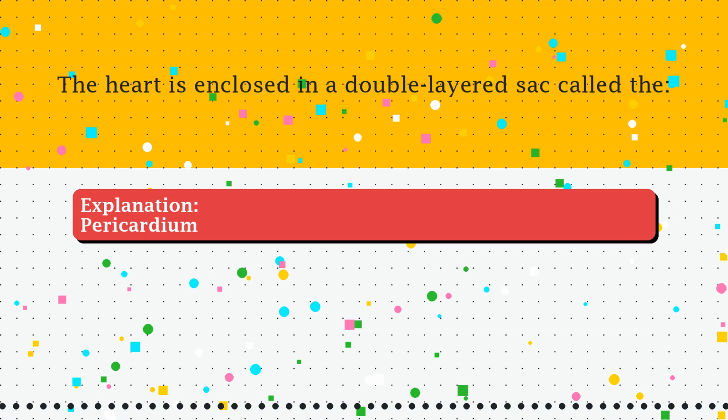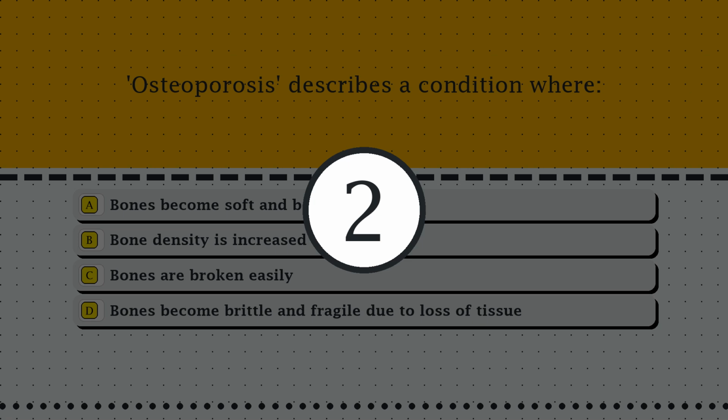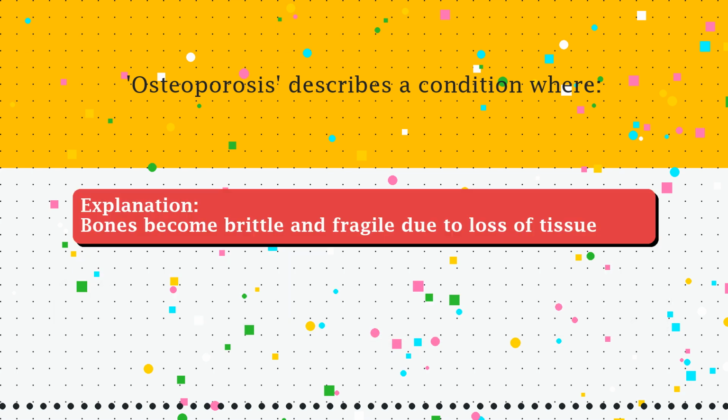Pericardium. Question 218. Osteoporosis describes a condition where option A, bones become soft and bendable. Option B, bone density is increased. Option C, bones are broken easily. Option D, bones become brittle and fragile due to loss of tissue. The correct answer is option D. Bones become brittle and fragile due to loss of tissue.